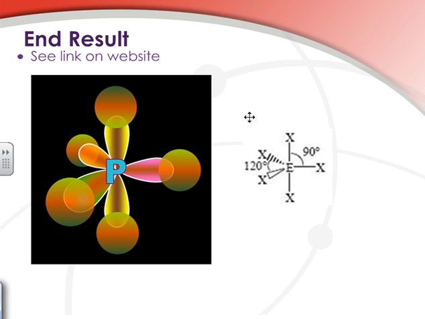So here's your end result. We have some 120 degrees and 90 degrees, again to minimize electron-electron repulsion. We're going to talk about that more when we do the VSEPR diagrams.